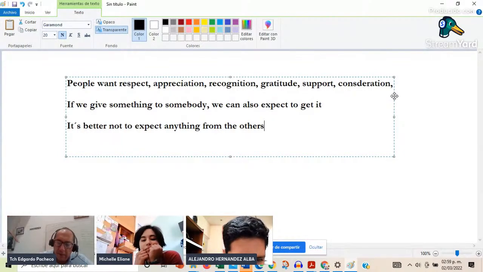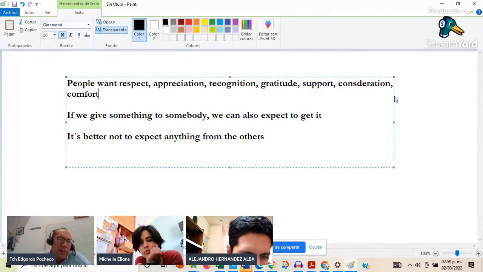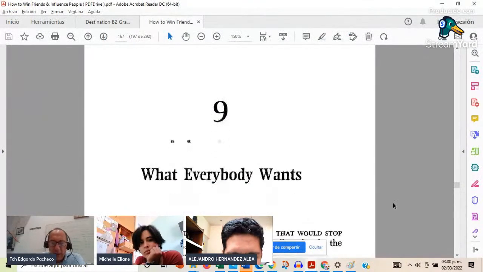Well, let's say that when people are in a difficult moment, you expect some comfort from the family, right? So they comfort you, they give you consideration and support. So there are some things that you can expect from the family, from friends, from your classmates. There is something that you can expect from every person, and be willing to provide it too. And you can say, I cannot expect this from this or from that, etc. But everybody wants something. Let's see what it is. I'm sure you're gonna like it. Okay, let's start reading this. What everybody wants.